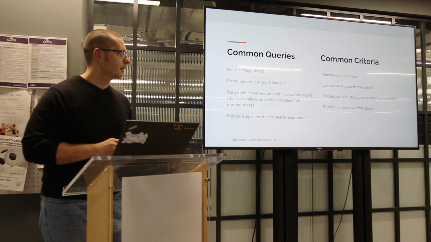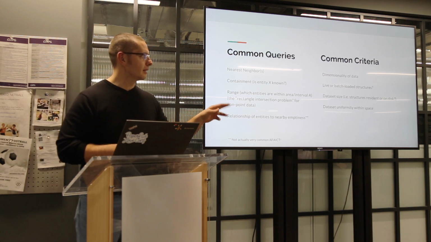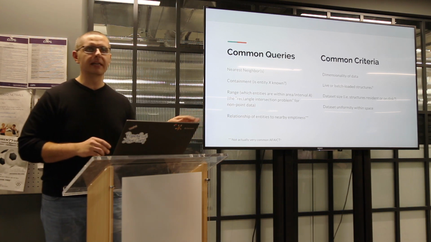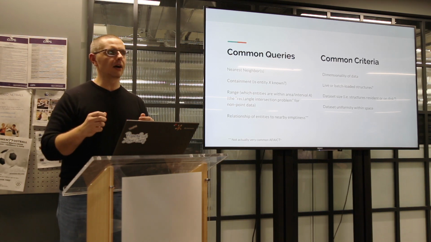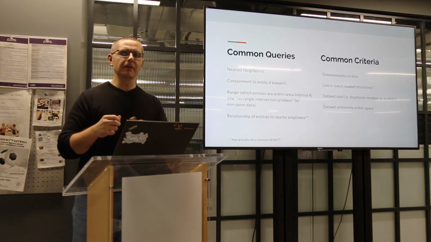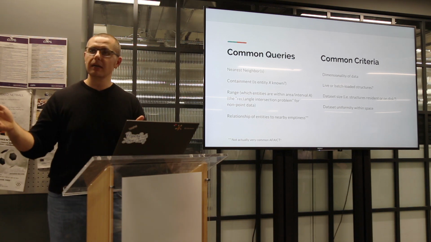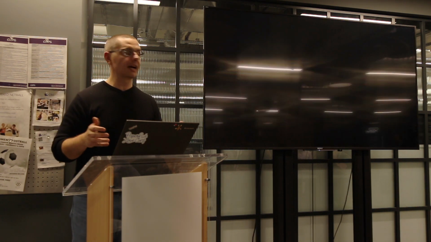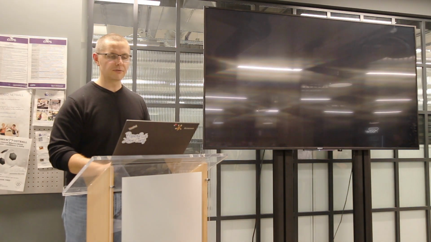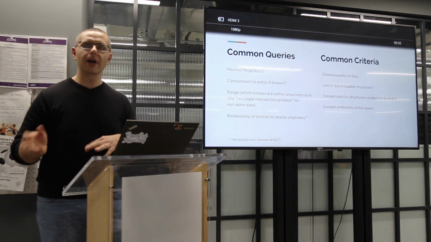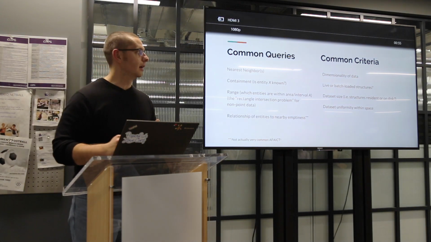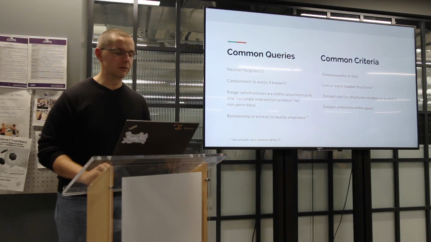And then by uniformity within the space, with regard to the data set, I mean if the entities that you're trying to index are tightly clustered or sparse, that can carry significant consequences for which data structures you're working with, or certain parameters that you can set within a data structure that you use.